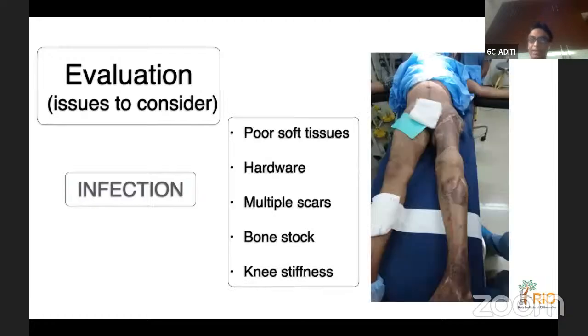And then you also look at other issues, because these patients might have undergone more than one surgery, it may have been an open injury to start with. So you need to contend with poor soft tissues. There may be multiple hardwares and multiple scars that need to be tackled. Of course, you need to have a look at bone stock as well after multiple surgeries. And there may be issues like knee stiffness, which might have to be tackled with associated procedures, especially as these are common if you have an associated distal femur or a patellar injury.